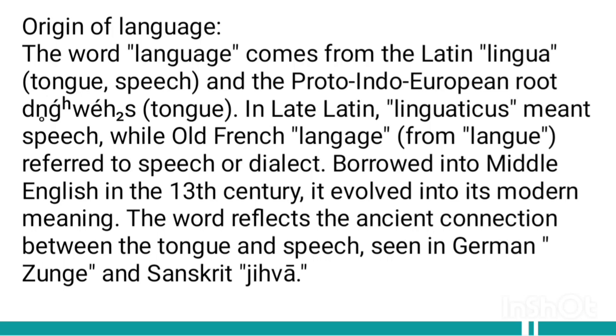In the evolution of language, in late Latin, linguisticus was used to describe something related to speech. The French borrowed this term as langage, meaning speech or dialect. The word then made its way into Middle English around the 13th century as language and continued to develop into the modern meaning we use today, a system of communication. This etymology shows how the concept of language has always been deeply connected with the physical act of speaking, and how over time it has come to represent the more abstract system of communication that we know today.